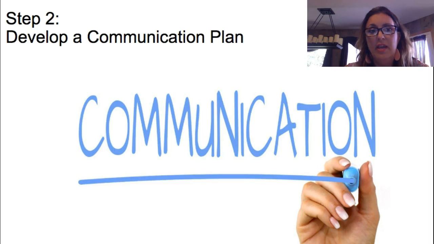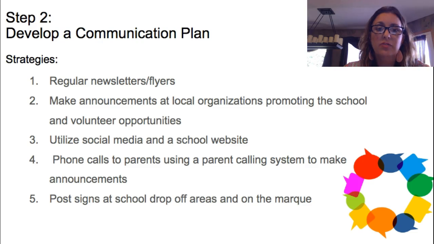The second step in my plan would be to strengthen communication by developing a communication plan. So number 1, my strategy for implementation would be to send out regular newsletters and flyers to the parents in the community. My second strategy would be to make announcements at local organizations, promoting the school and volunteer opportunities. Number 3, I would utilize social media outlets and a school website. Number 4, I would make phone calls home to parents using a calling system to make those announcements.